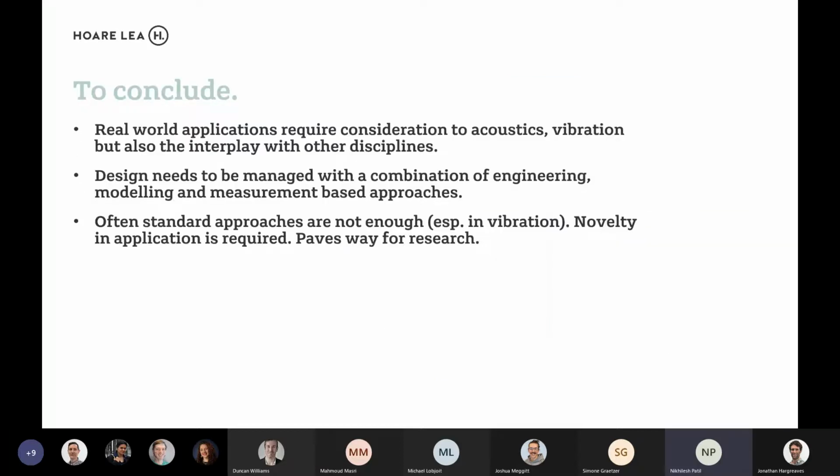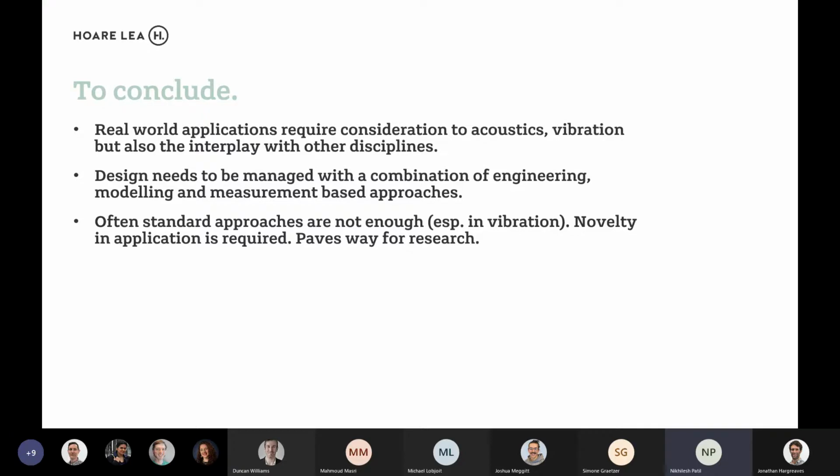Okay, so to conclude, real world applications require consideration of not only acoustics and vibration design, but you also need to work with other disciplines to make sure your design works in cohesion with them. This needs to be based on not only your measurement data or survey data. You need to put in some engineering modeling effort, whether it be a precision-based approach, finite element, or statistical energy analysis, but some form of modeling to marry with your measurement data to make sure that what you're predicting, you have some confidence in it.